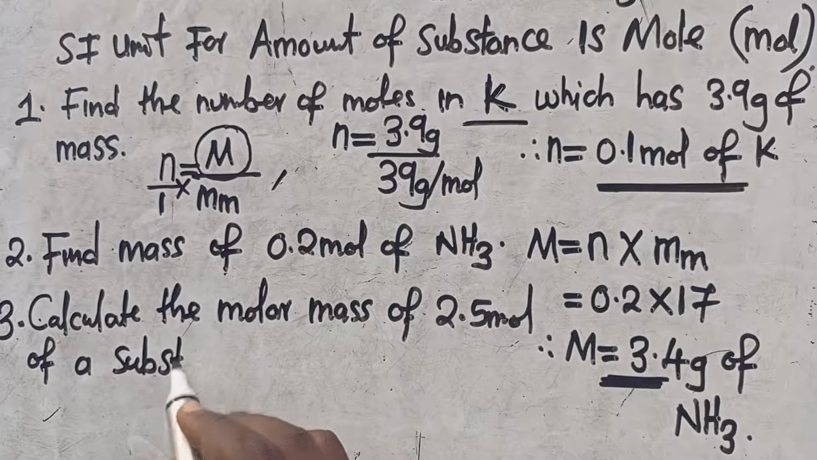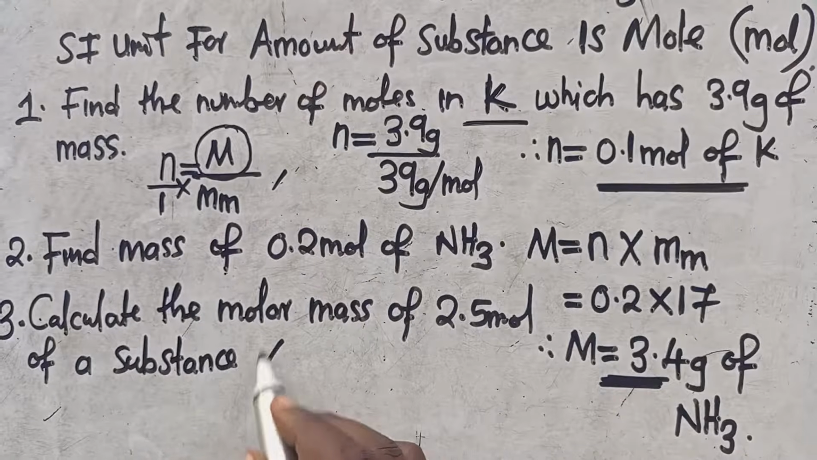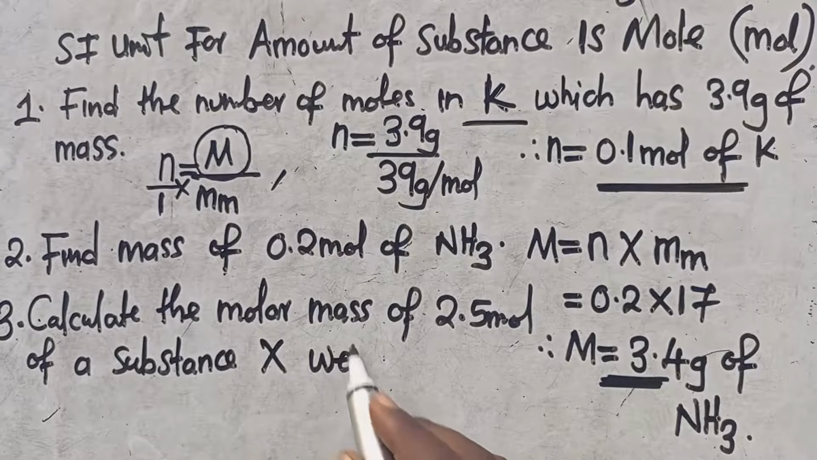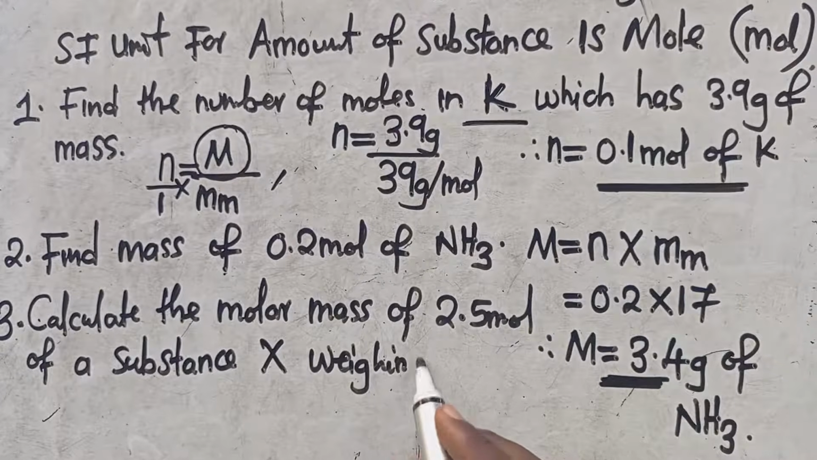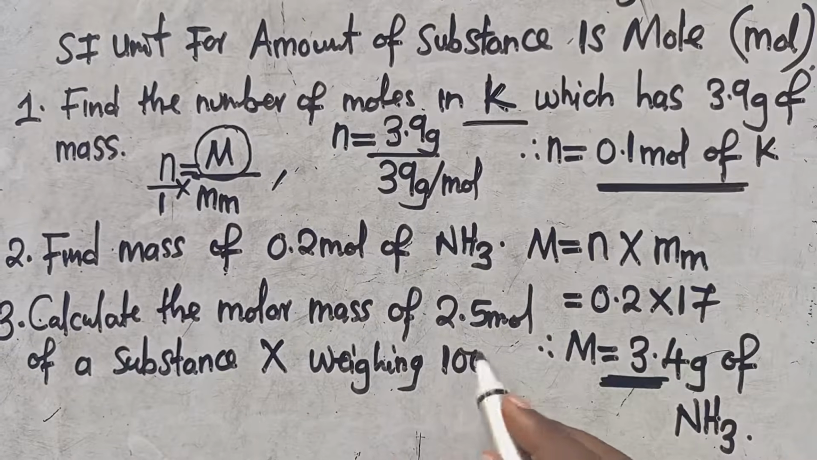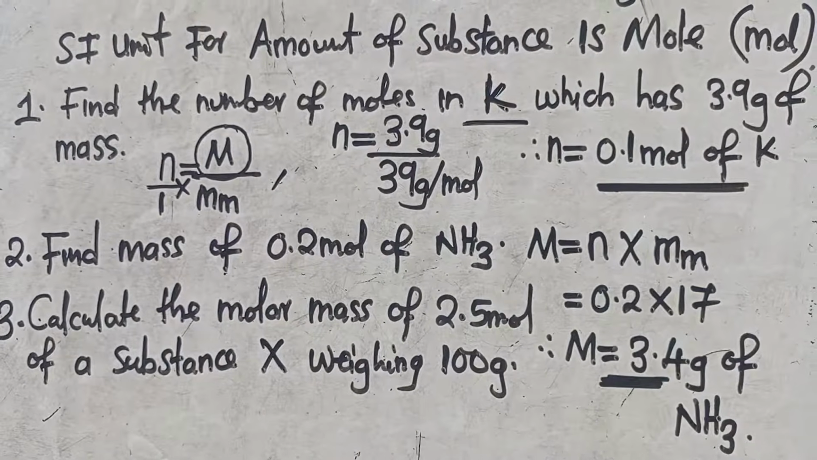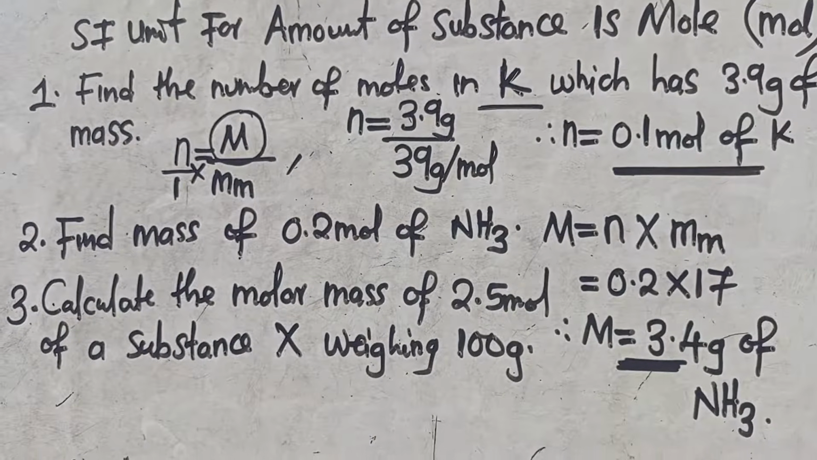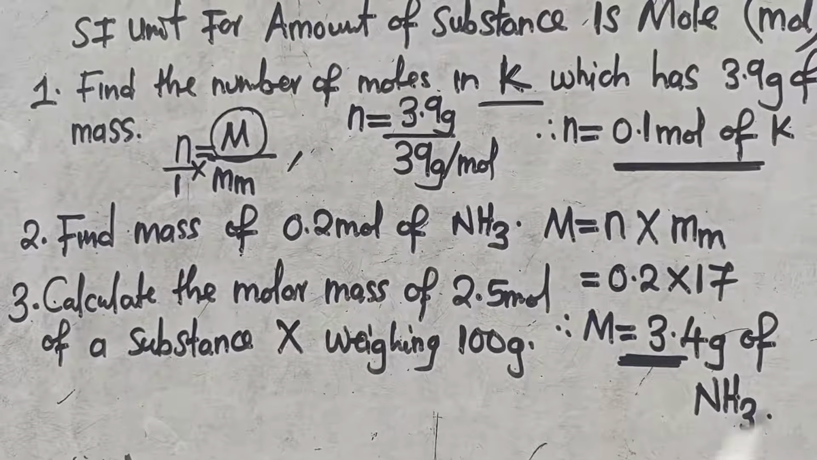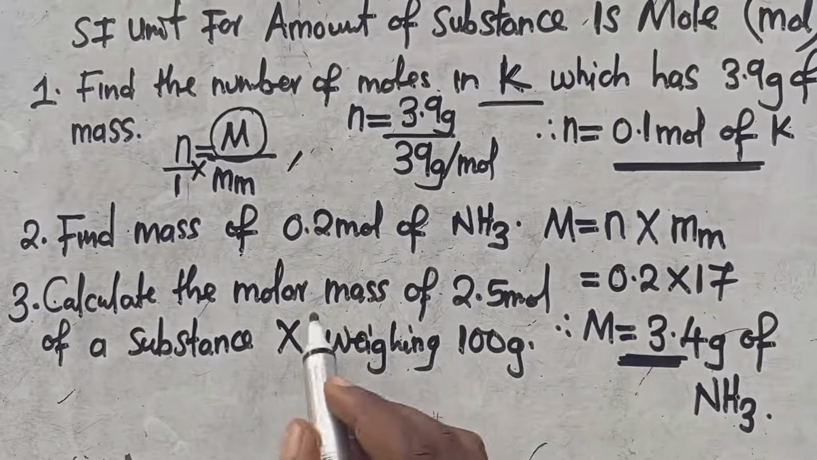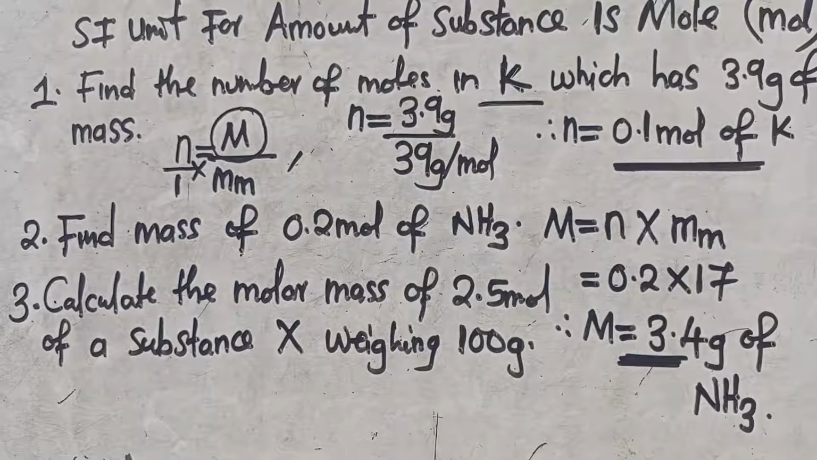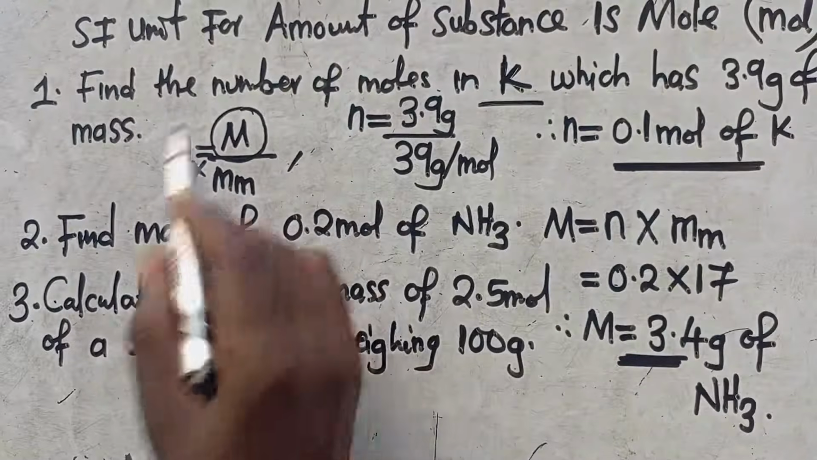2.5 moles of a substance X weighing 100 grams, like this. So you are given that it is weighing 100 grams. How can you answer this particular question? How can you go about this simple question? We are doing the same. We want to calculate the molar mass. Where is the formula? The formula is here.